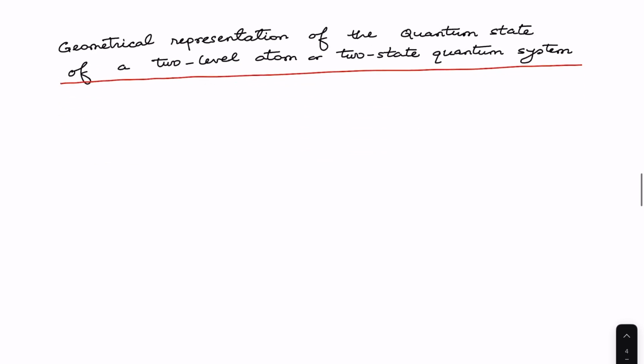Now we are going to discuss the geometrical representation of the quantum states of a two-level atom or two-state quantum system. Here I am going to use the notation that is generally used in quantum information science. Rather than using |g> and |e> to represent the ground state and the excited state of an atom, I am going to use |0> to represent the ground state and |1> to represent the excited state of an atom or two-state system.